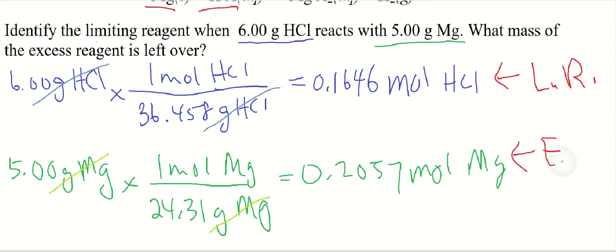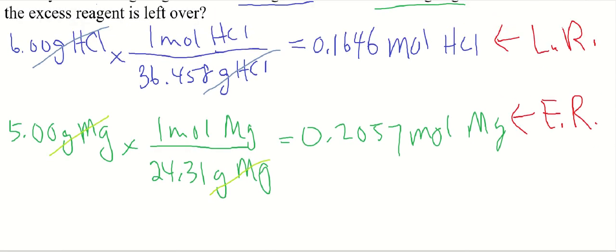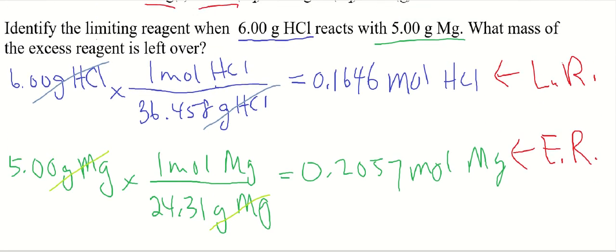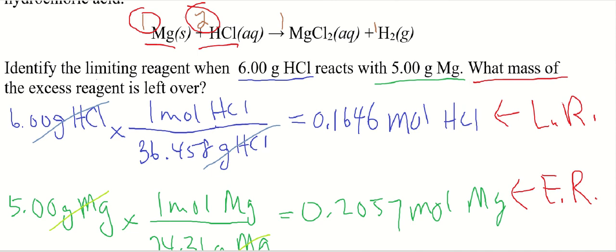It's going to be the excess reagent, right? And whoever set this up is a bad chemist. They're awful. They just wasted more than half of their magnesium, or it's just going to be left over. So let's figure out exactly how much that is, because that's the last part of this question. How much of that magnesium is left over?